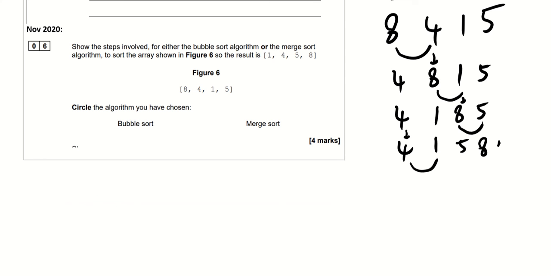We compare 4 and 1. Are 4 and 1 in the right order? Well, they're not, because 4 is bigger than 1. So we switch those around. So we get 1, 4, 5, and 8. Now we can see that those numbers are now in order. So as far as we're concerned with an exam question, we're done.